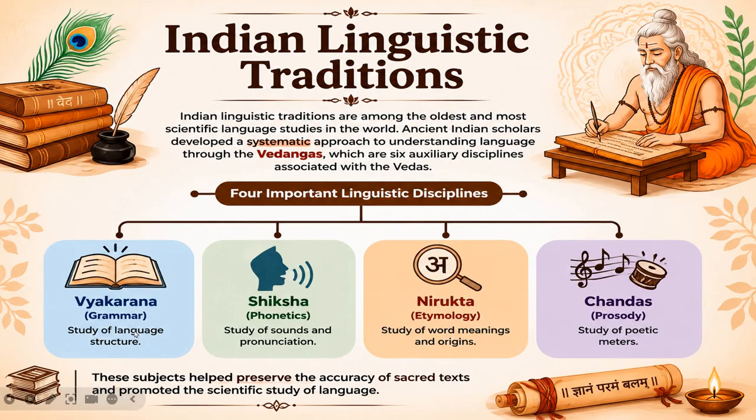the Vyakarana, grammar, which studies the language structure. Then you have Shiksha, that is the phonetics, which focuses on sounds and pronunciation. Then comes the Nirukta, etymology, which explains the meanings and origins of the words. And then last is the Chandas, that is prosody, which studies poetic meters. So together these disciplines preserved the accuracy of sacred text and established a strong scientific foundation for language and literature.